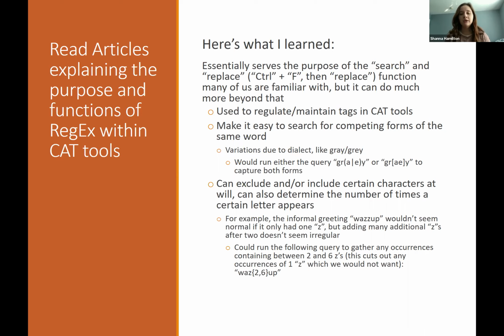So if we wanted to gather results for that, we might run a search like the one below where we specify that we want between 2 and 6 Z's. We probably wouldn't expect more than that. So we could have our search for occurrences of 2 to 6 specifically so that we're getting the specific results that we would expect and that we want.